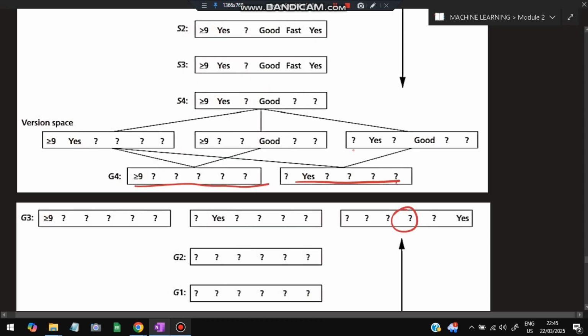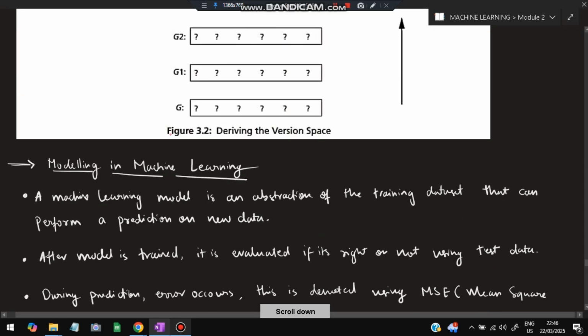Okay, because this is inconsistent, we will be ignoring it. So we'll have these values, and from this one we obtain 3 values. Now the combination between these values, the specific values and the general values, is the version space that includes all the possible hypotheses which are valid.